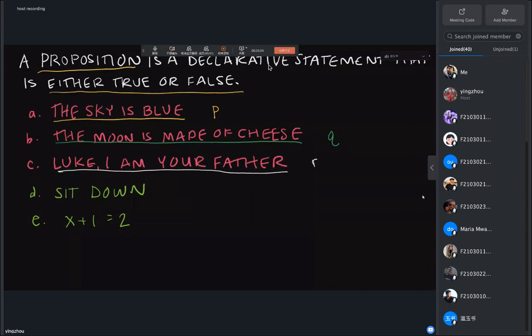A lot of people struggle with E because they say, well, that could be true or false. And while your thinking is correct, the way that it is written right now is not a proposition. If I replaced X with some value, where X equals 5, well, now it's a proposition because I can say 5 plus 1 equals 2 is false. Or if I said where X equals 1, then 1 plus 1 equals 2 is true. But if I don't assign a value for X and I just leave it as X, then this is not a proposition because it is not true or false.